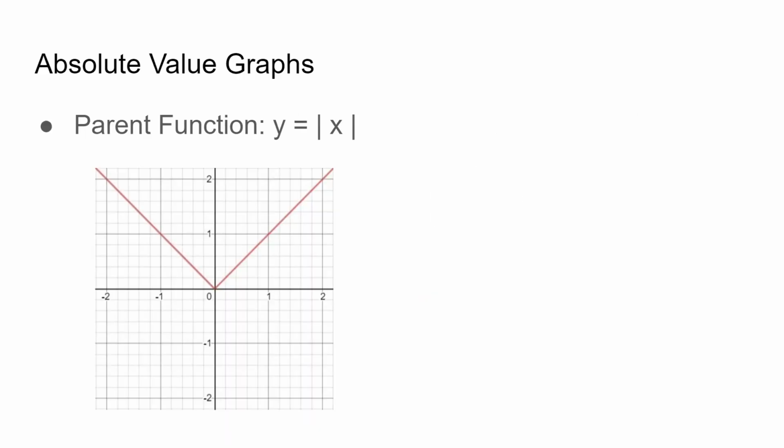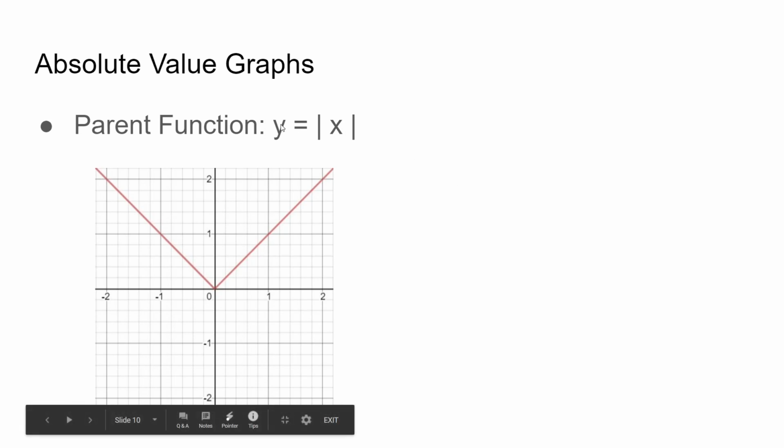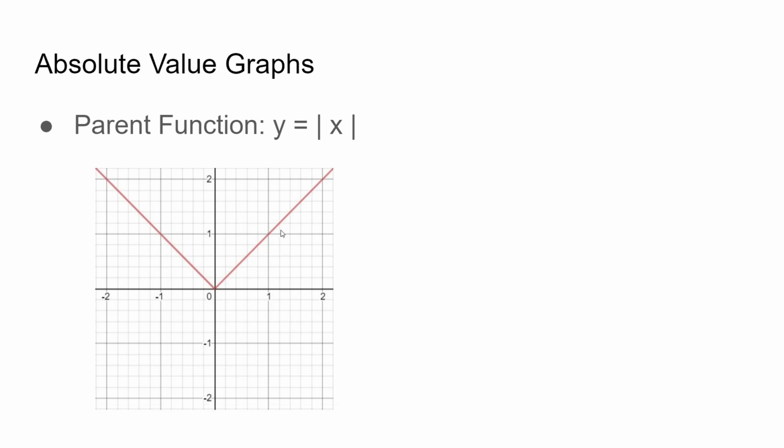And finally, we have absolute value graphs. So the parent function for absolute value, very straightforward, y is equal to the absolute value of x. Now, what this looks like is we can have any value for x. We can have positive values, we can have negative values. But because absolute value turns any number positive, that means the negative values for x are also positive.